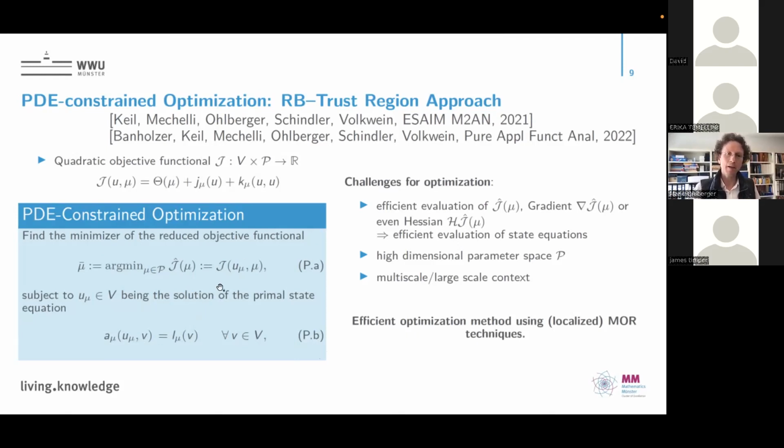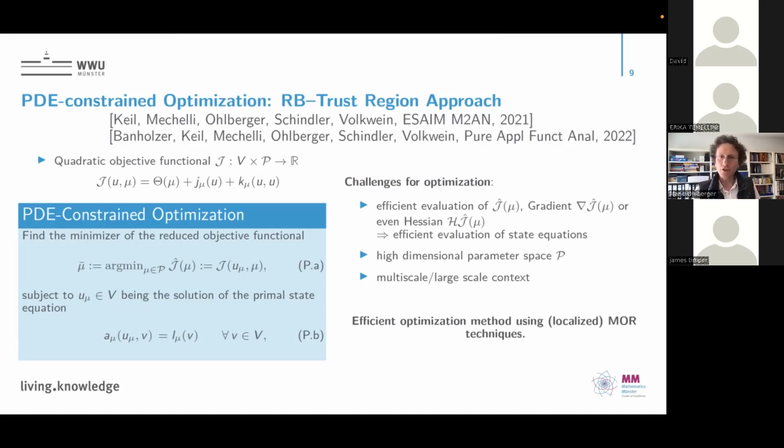And we want to minimize this objective functional. And we always also introduce this reduced objective functional, because for any parameter you can solve the state equation. And if you plug this map in, then you get this reduced objective functional.